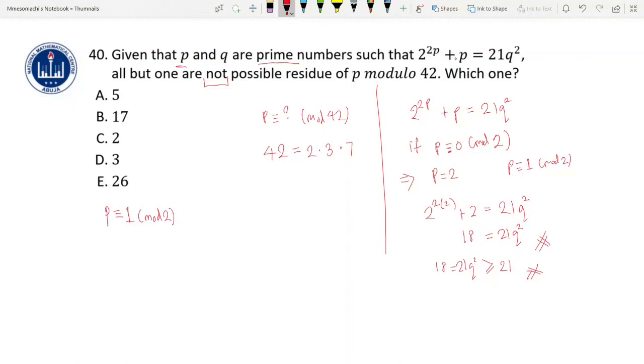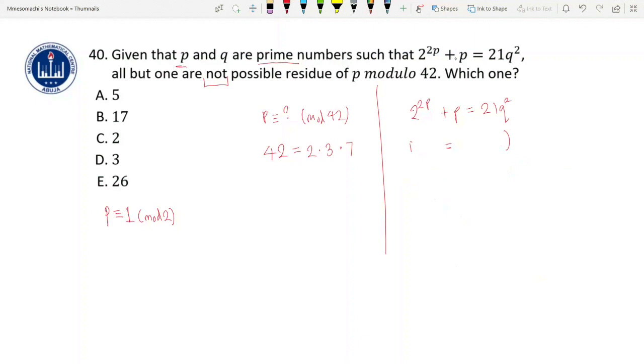Now we'll look for what P is congruent to mod 3. To do that, we just take mod 3 on both sides of this equation. To understand why I'm taking the case for each of the prime factors of 42, you can read about the Chinese remainder theorem, and I'm going to drop a link in the description where you can read a bit about it.